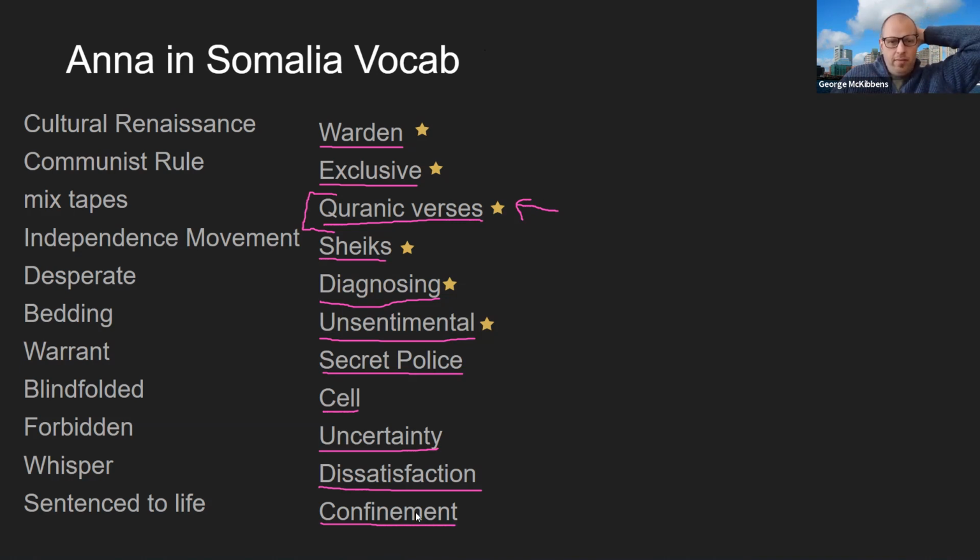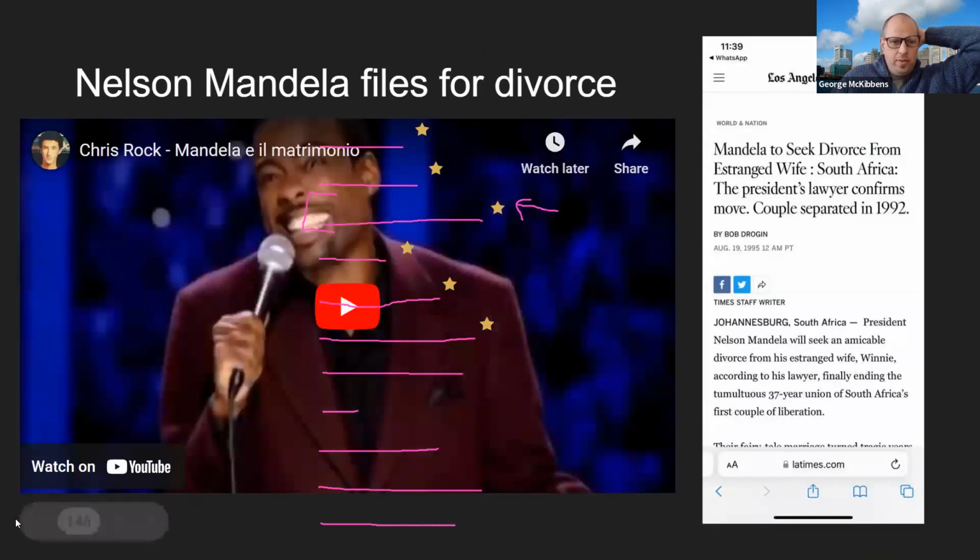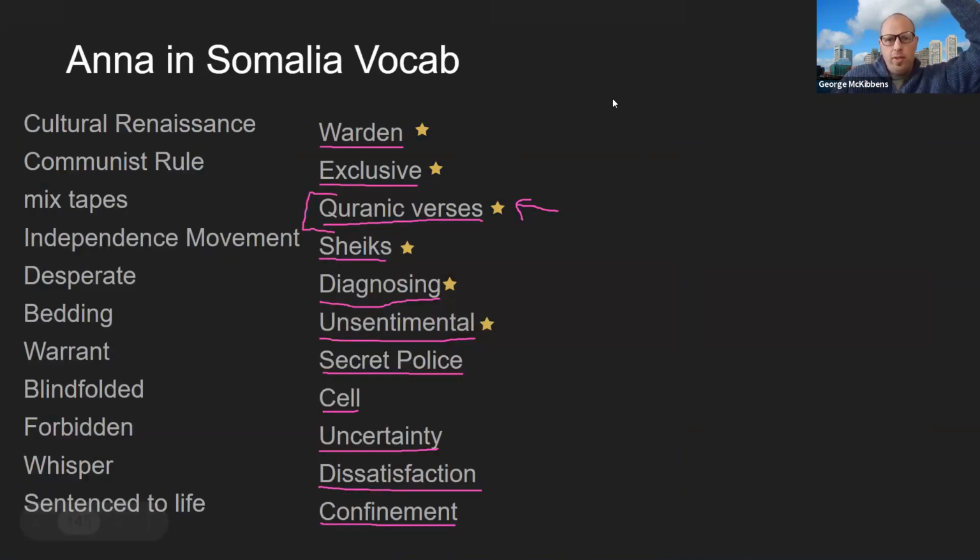And I think these words we don't need to go over. Secret police. That's the dictator's. You can kind of figure that out. Police that are secret. So yeah, the dictator's personal army, secret police. The cell, that's the place they're in. Uncertainty, not knowing.